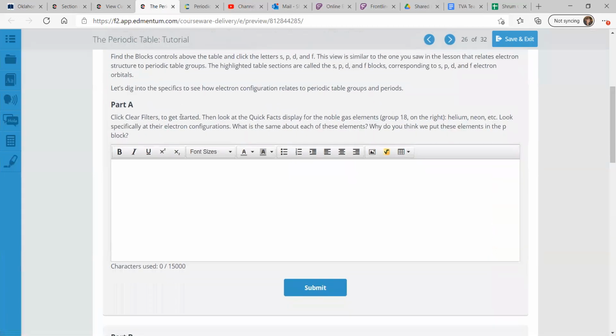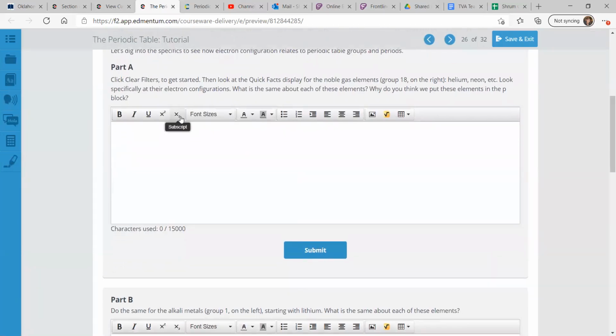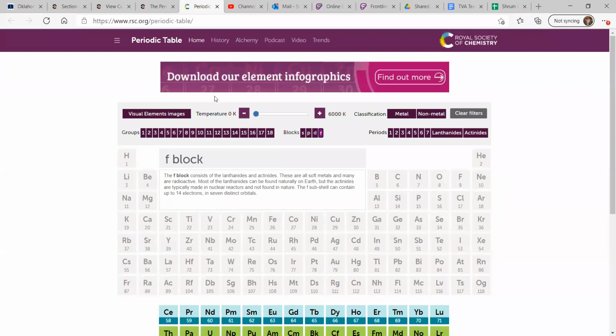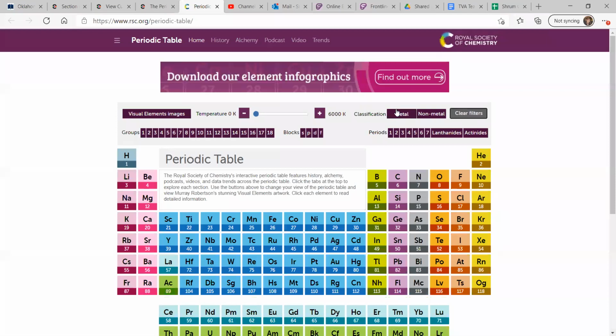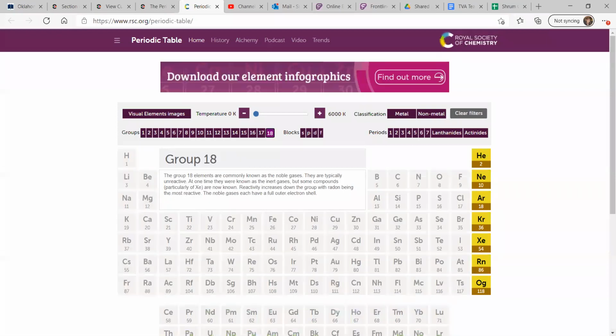And for this activity, click Clear Filters to get started. Then look at the quick facts display for the noble gas elements, helium, neon, etc. Look specifically at their electron configuration. What is the same about each of these elements? Why do you think we put these elements in the P block? Okay, so clear filters, and then we're going to look at the noble gases.